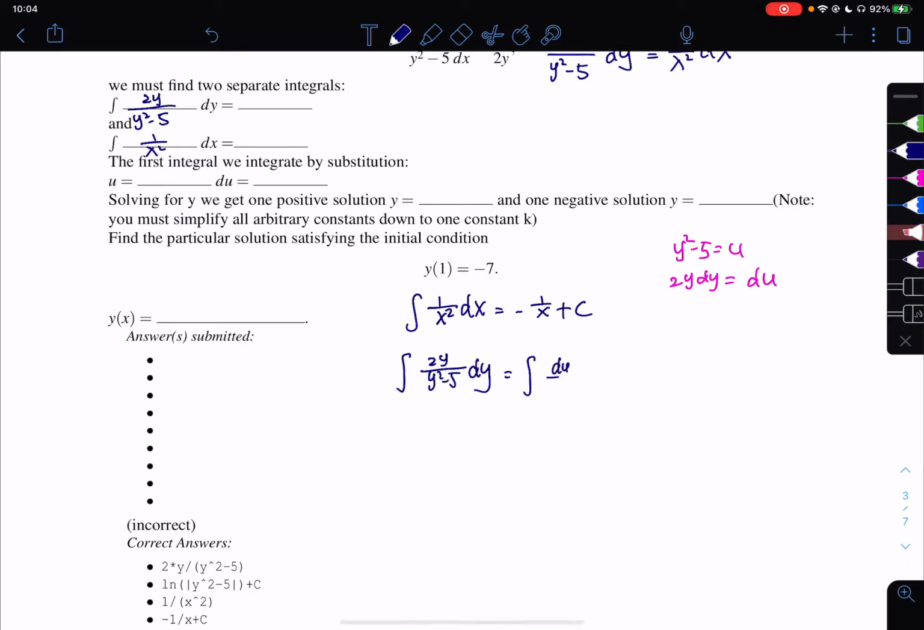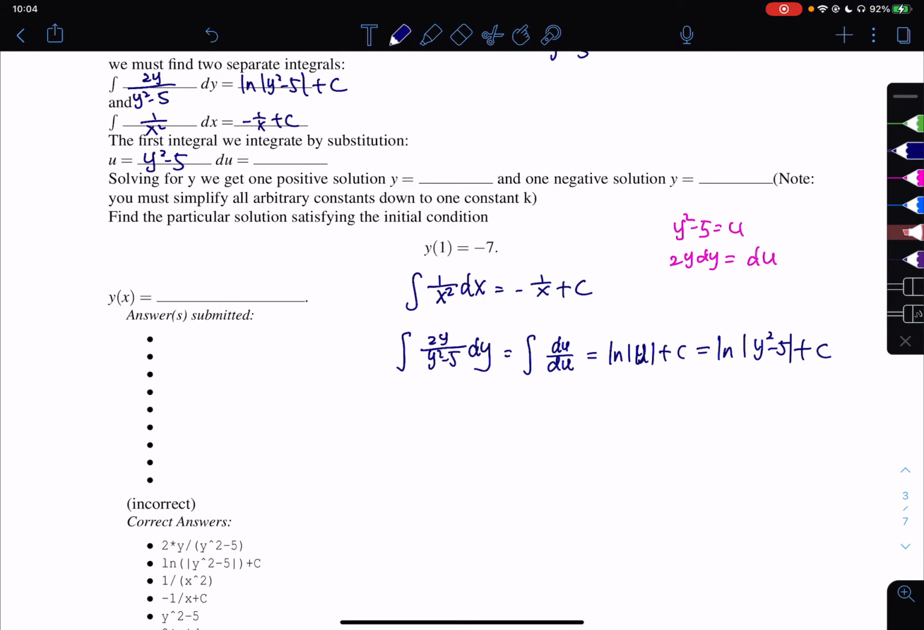du over u, which in other words is log of absolute value of u plus c, which is log of absolute value of y squared minus 5 plus c, which is going to let you fill in your final answer up here: ln of absolute value of y squared minus 5 plus c. So the substitution method which we had is u equals y squared minus 5, so du is 2y dy.